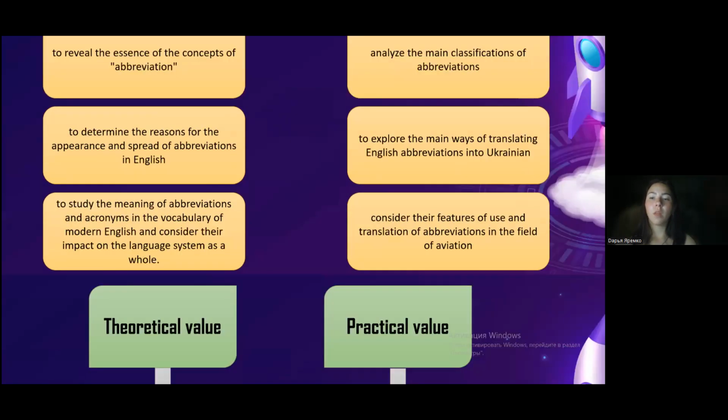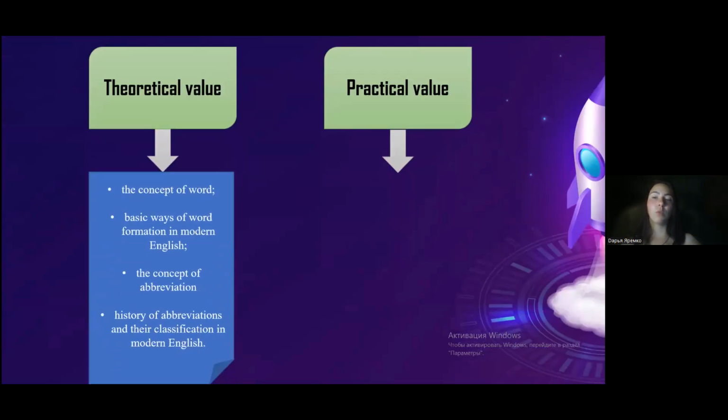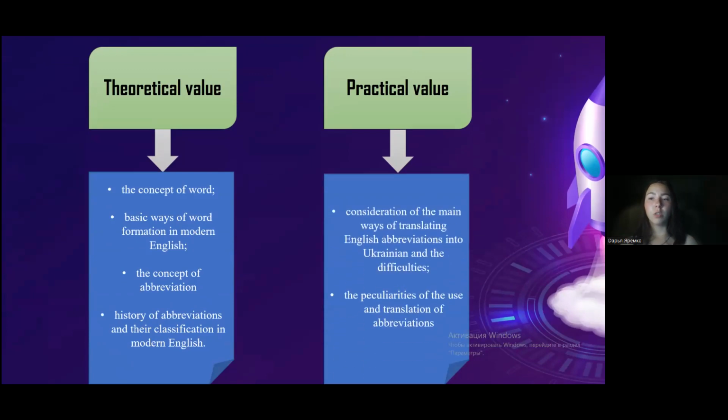Next slide, please. The theoretical value is to consider the concept of word formation as a way to replenish the vocabulary of the language, the basic ways of word formation in modern English, as well as the concept of abbreviation, history of abbreviation, and their classification in modern English. The practical value is consideration of the main ways of translating English abbreviations into Ukrainian and the difficulties that arise when deciphering them, as well as research of the peculiarities of the use and translation of abbreviation in the field of aviation.